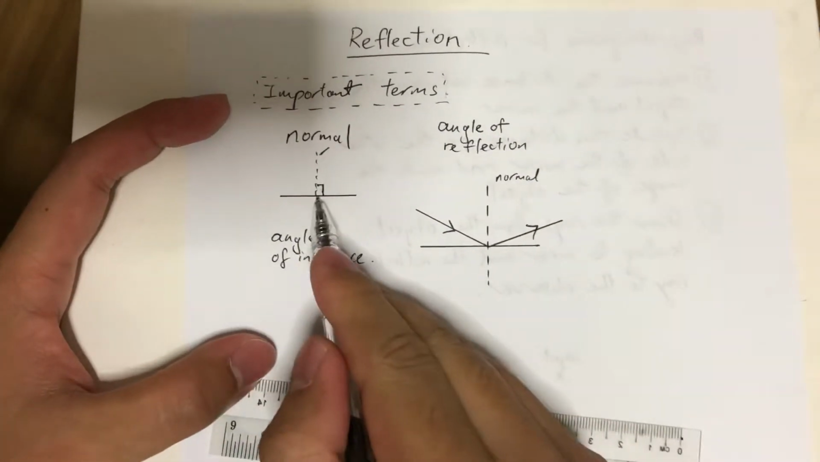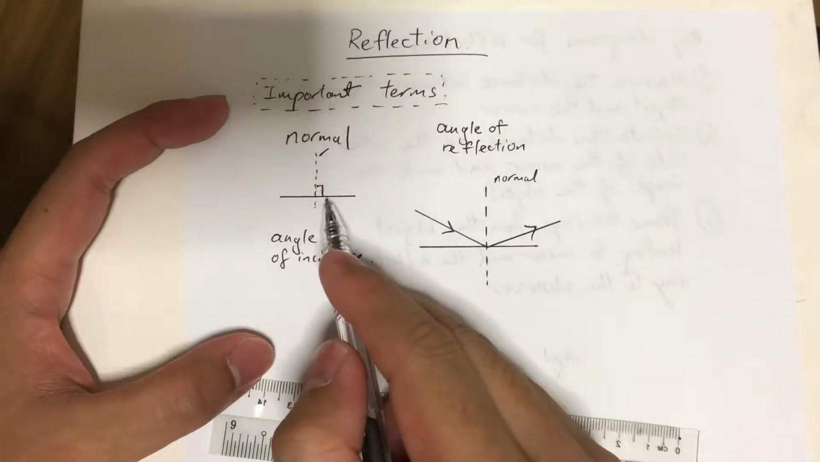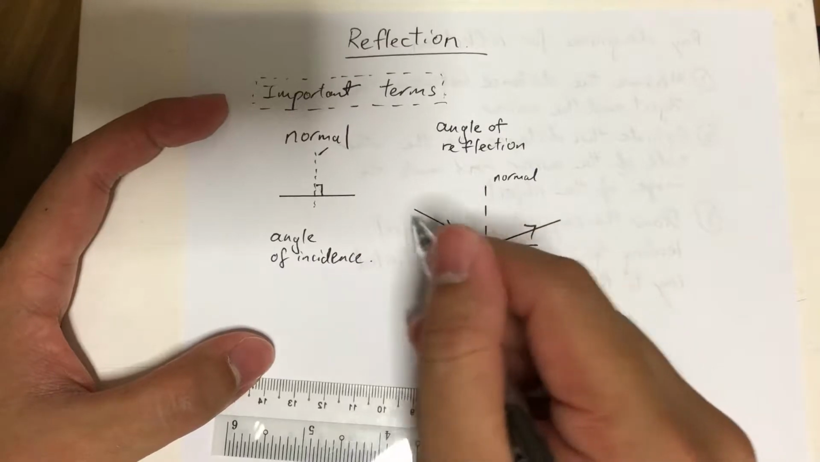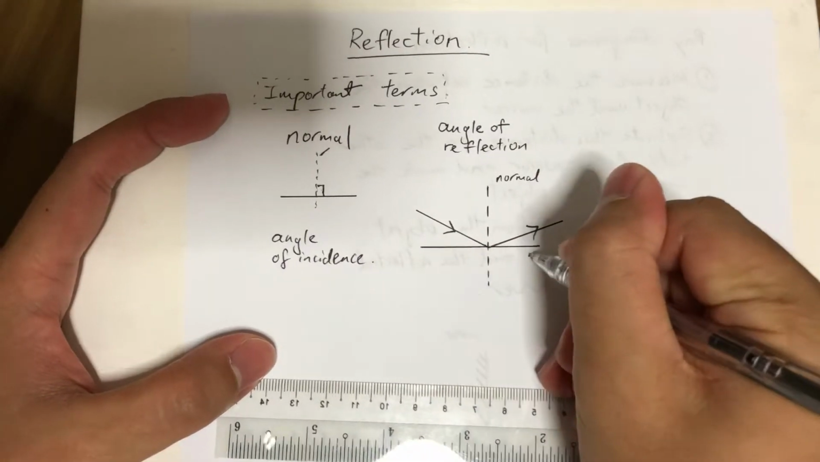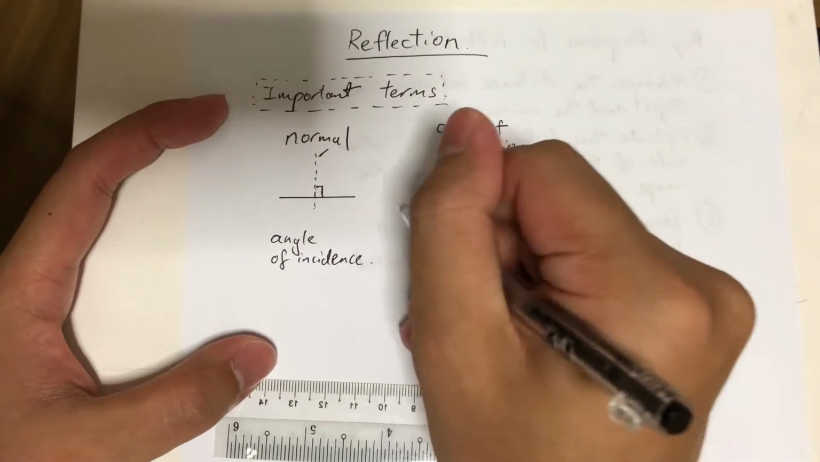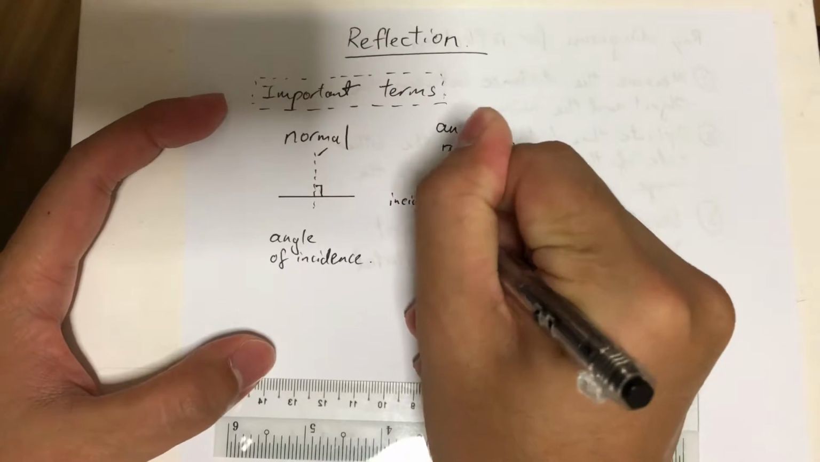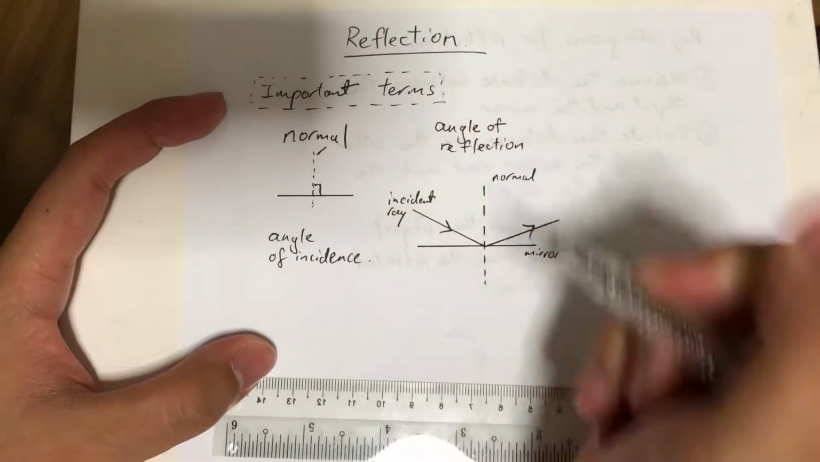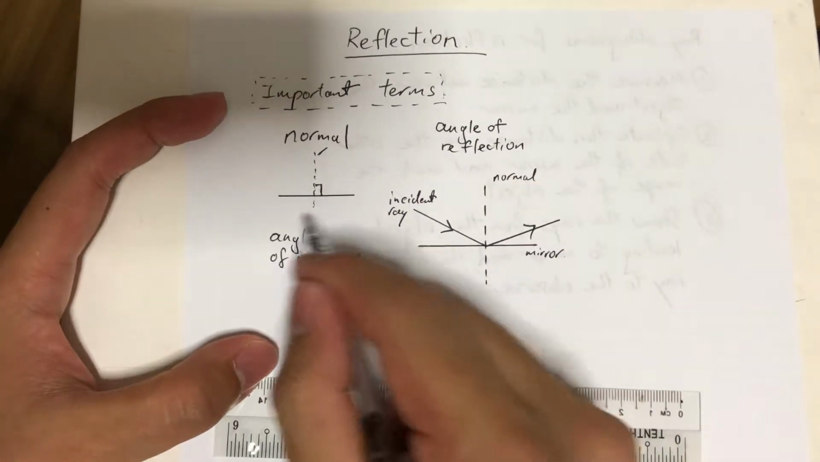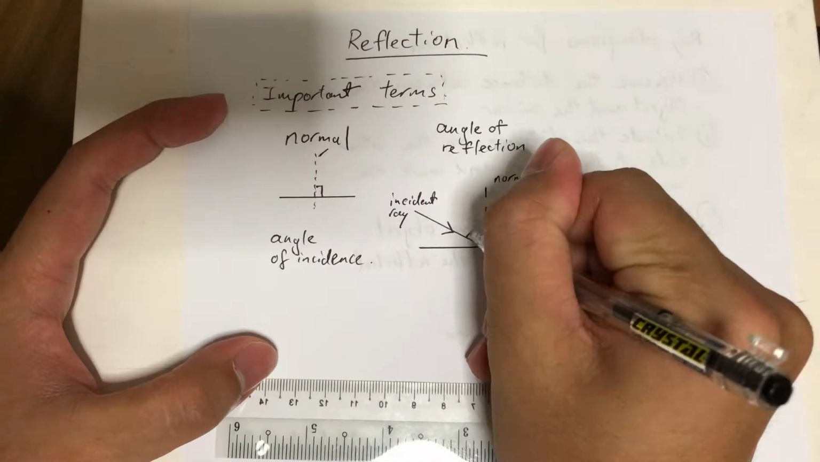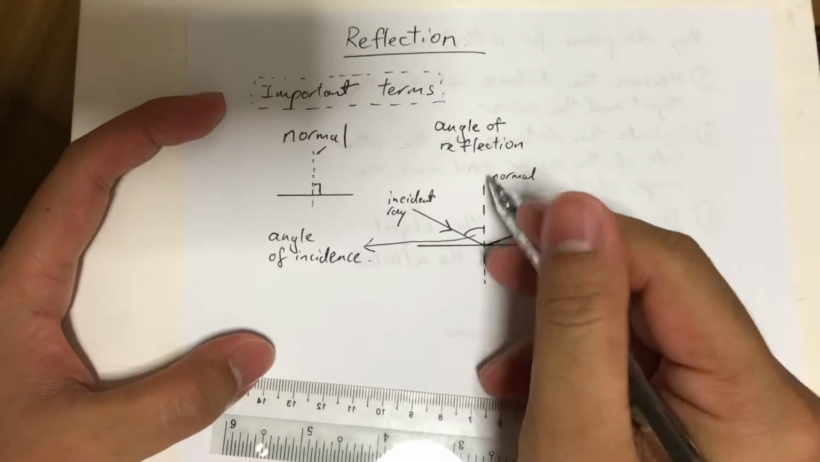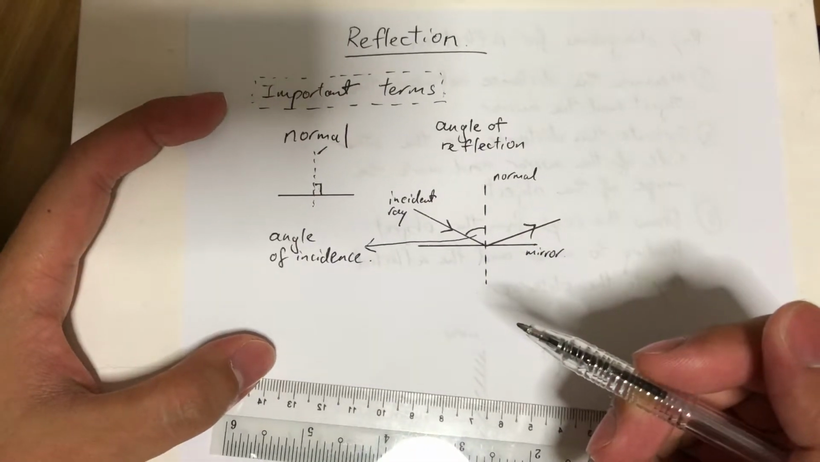Remember, like what I mentioned just now, the normal is an imaginary line that is perpendicular to the surface. So this light ray that comes and hits the mirror surface that I've drawn here is what I call the incident ray, the light ray that is coming in to be incident onto the mirror surface. So what is the angle of incidence? Well, the angle of incidence is defined as the angle between the normal and the incident ray.